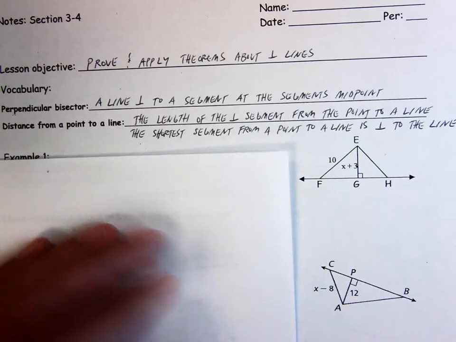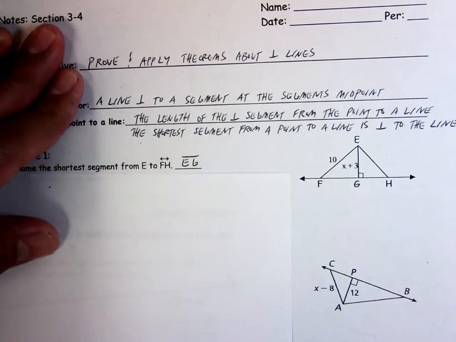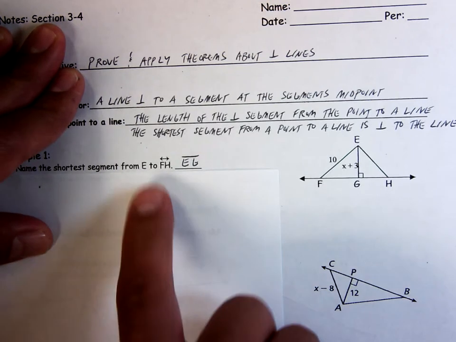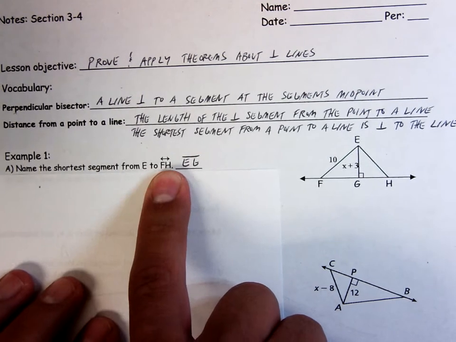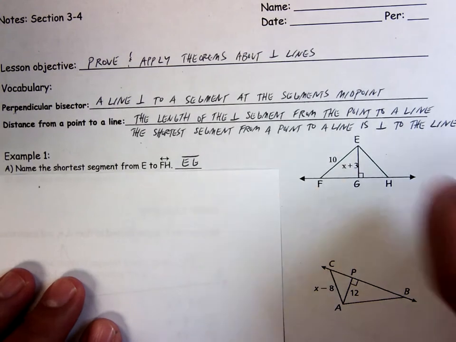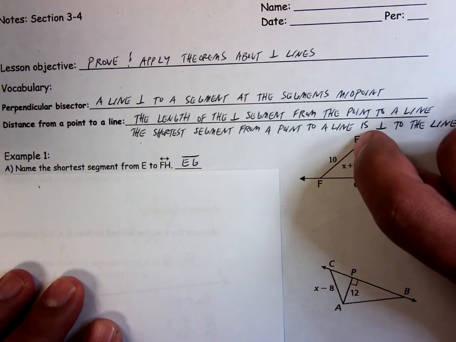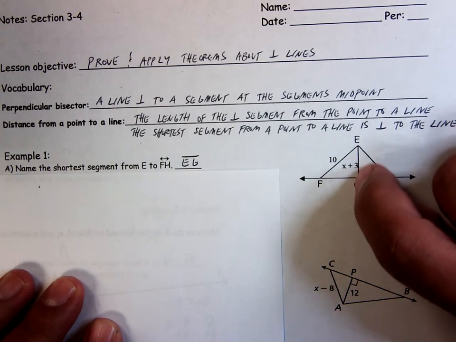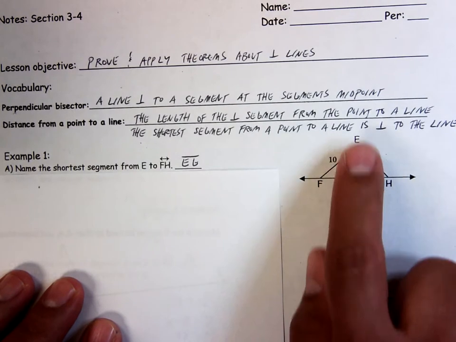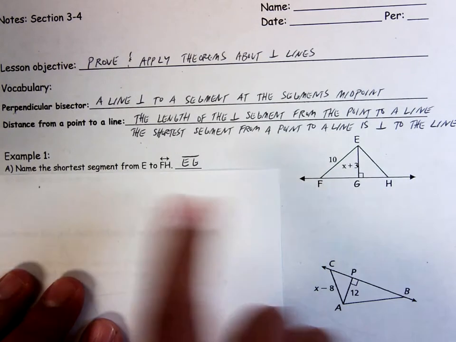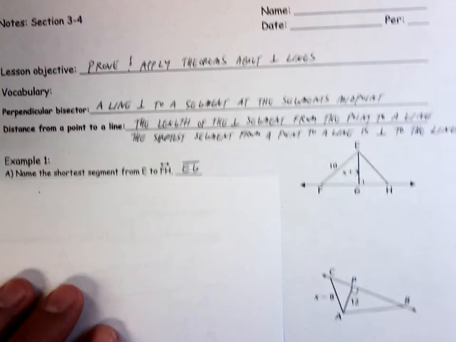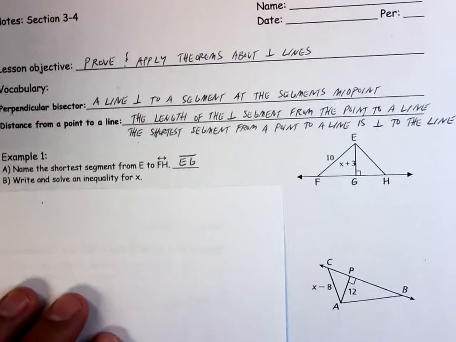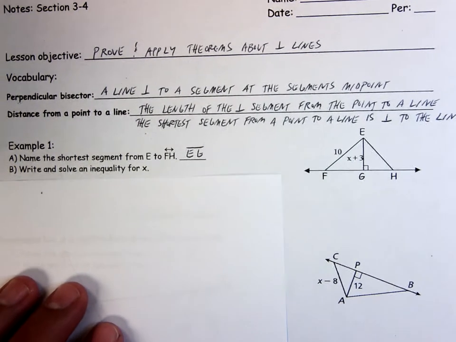That's what that's saying. So now let's look at this picture, just see what it says. Name the shortest segment from E to FH. Well, it's got to be perpendicular. So if I start at E and I go towards FH, the shortest distance is the segment that is perpendicular to FH. So EG is the shortest.